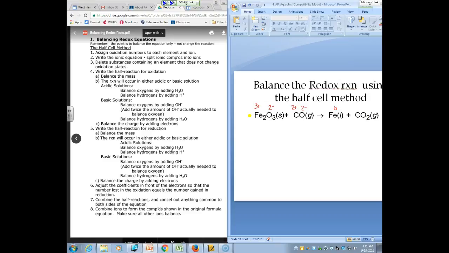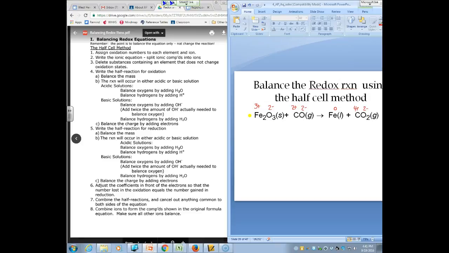And then I have carbon dioxide. They have to add up to equal 0 because there's no charge on carbon dioxide. Each oxygen is 2-, and I have 2 of them. So that's a total charge of 4-. So carbon must be 4+ in order to create a 0 charged element.